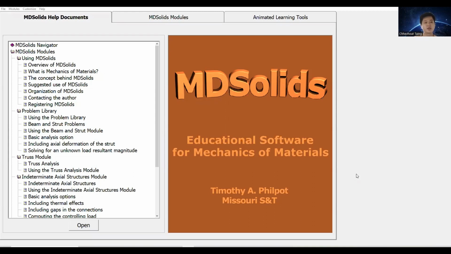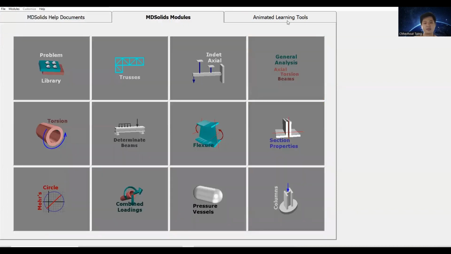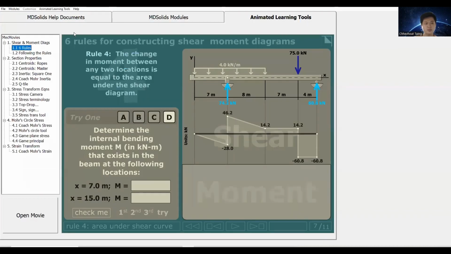In this video, I will talk about what MDSolid is, some of its features, and showcase some examples. So when you first open MDSolid, you see three large categories: MDSolid Help Document, MDSolid Module, and Animated Learning Tools. Let's start with MDSolid Help Document.